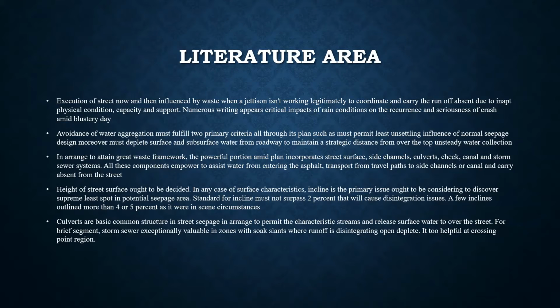Prevention of water accumulation must fulfill two primary criteria throughout its design: it must permit the least disturbance of the natural drainage pattern, and it must drain surface and subsurface water from the roadway to avoid excessive water accumulation. If a waterway is expanding, it basically consists of a few pipelines to drain water into the waterway, which is not yet completed.